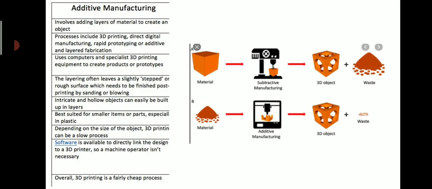This is the picture which shows the process of additive manufacturing. You will see the material at the left, and with subtractive manufacturing you will get the 3D object, but you will see a lot of waste. But with the help of additive manufacturing, with better material utilization, you will get the same 3D object but with less waste.